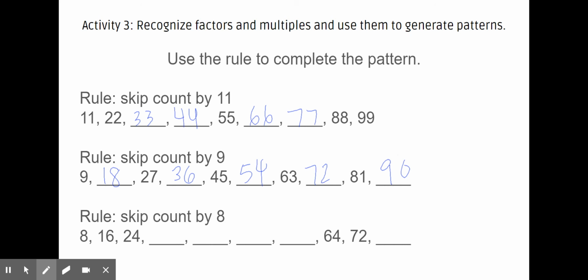All right, last one is skip count by 8, which is multiples of 8. We have 8 times 1, 8 times 2, 8 times 3, 8 times 4 would be 32, 8 times 5 would be 40, 8 times 6 would be 48, 8 times 7 would be 56, 8 times 8, 8 times 9, 8 times 10 would be 80. And there you have it. That's the end of activity 3.